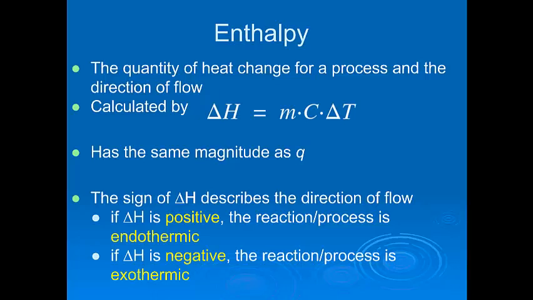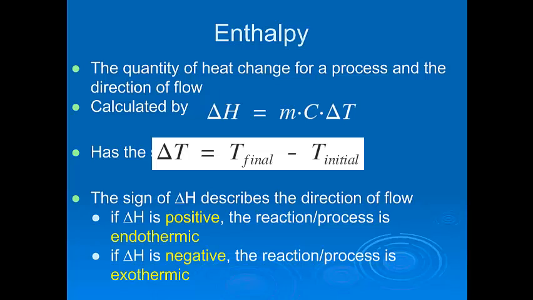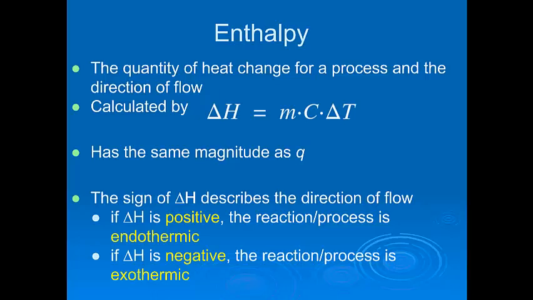Now, where ΔH gets its sign from has to do with the sign of ΔT. Because we always calculate ΔT as final minus initial, if the final temperature is less than the initial temperature, in other words, if the thing is cooling off, well, then it must be releasing heat, and ΔT will be negative, and so will ΔH. So the sign for ΔT determines the sign for ΔH, and ΔT follows whether or not the thing is cooling off, giving off energy, or heating up, taking in energy.